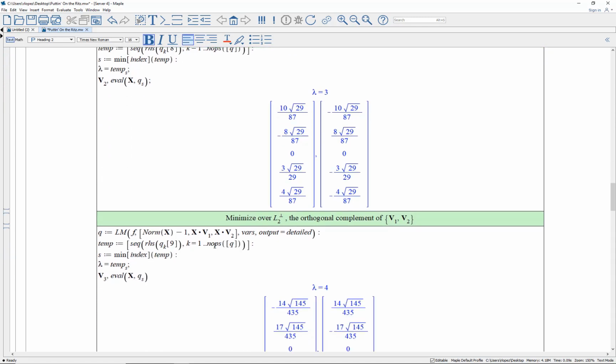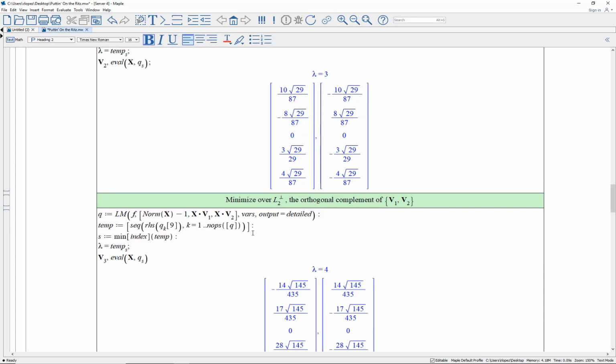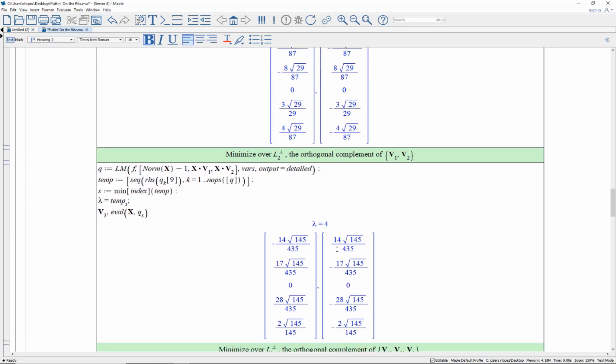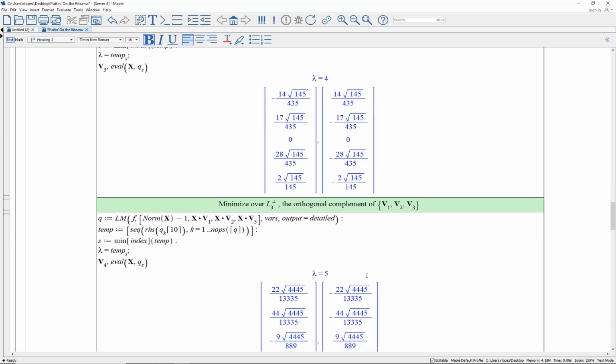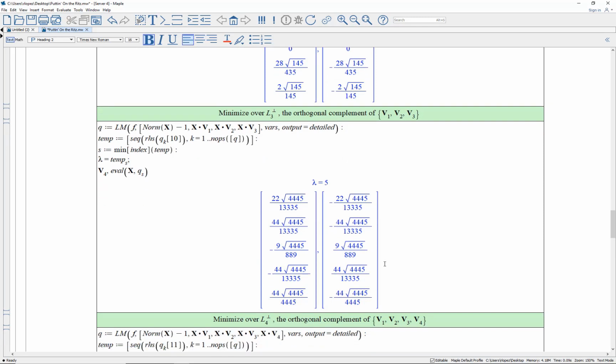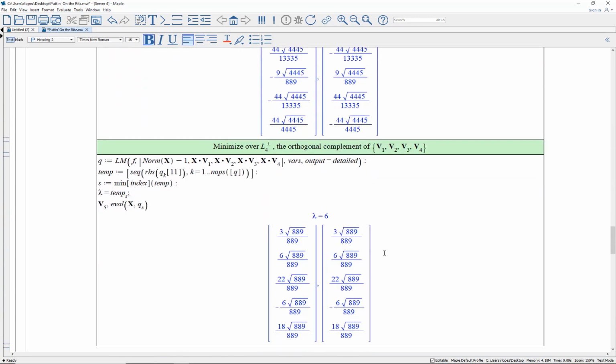Let's go up a notch. So let's look at L2 perp. I've got 2 eigenvectors. The perp has the next bunch of them, so V3 is in there, and I will pick up the next lambda. I do this with L3, so the perp has L4 in it, and I pick up lambda equals 5. Do it one more time, I pick up lambda equals 6.